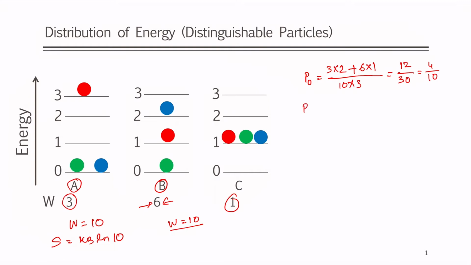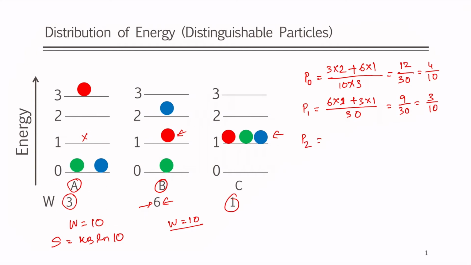Now let us calculate in the same way the probability of finding particles in level 1. As you can see, there is no particle in distribution A, but there is 1 particle in level 1 for distribution B, and there are 6 possibilities, so 6 into 1. And there are 3 particles in level 1 for distribution C, and there is only one way of getting that, so we get 3 into 1. Divide by 30 again, so we get 9 by 30 or 3 by 10.